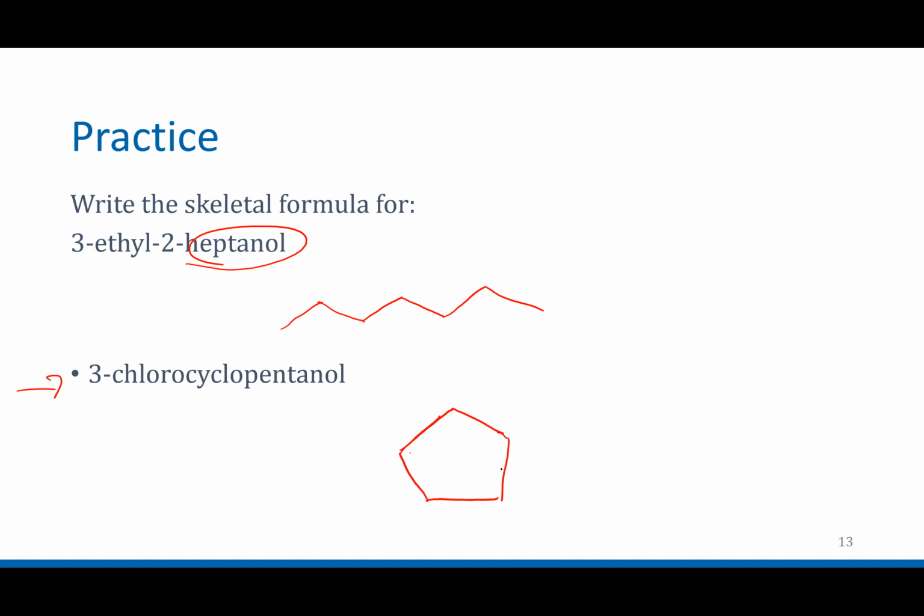Okay, so let's look at the top one. Now, I'm a left to right person, so I'm going to call carbon number 2 over here. On your second carbon, you have your alcohol because this is heptanol. And on the third carbon, I have an ethyl group. 3-ethyl-2-heptanol. Easy. In this one, I have 3-chlorocyclopentanol.